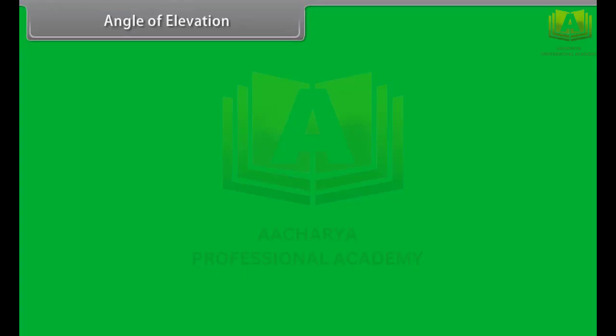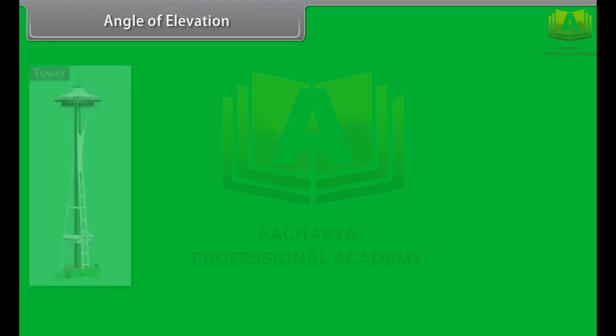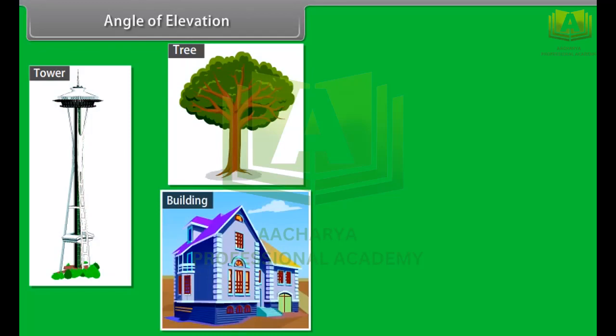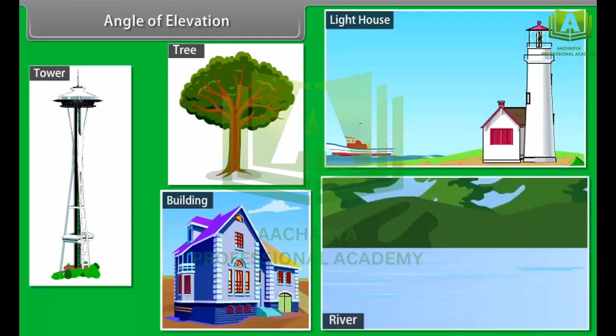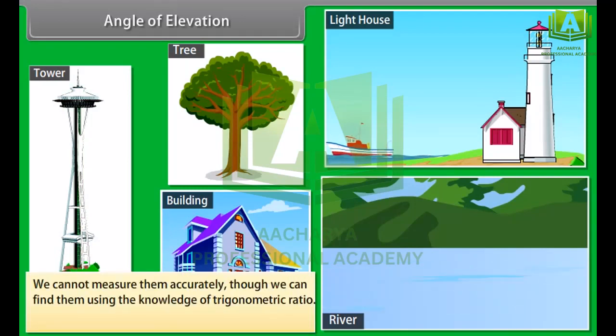Angle of elevation. Sometimes we are required to find the height of a tower, tree, building, and distances of a ship from lighthouse, width of a river, etc. We cannot measure them accurately, though we can find them using the knowledge of trigonometry ratio. The word elevation means rise or move up.